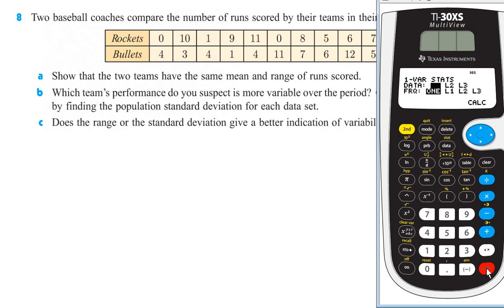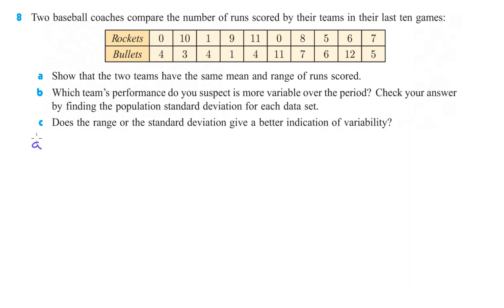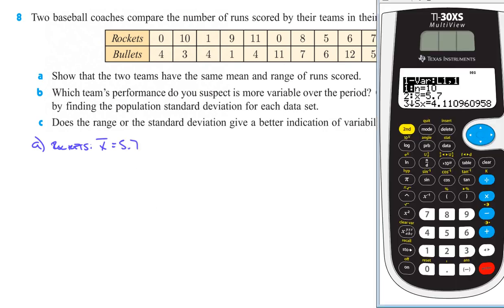We're figuring out the Rockets first. List 1. Frequency is 1. Calculate. Our mean is 5.7. So A, Rockets, mean is 5.7, right? And then our range, it's pretty easy to figure that out.